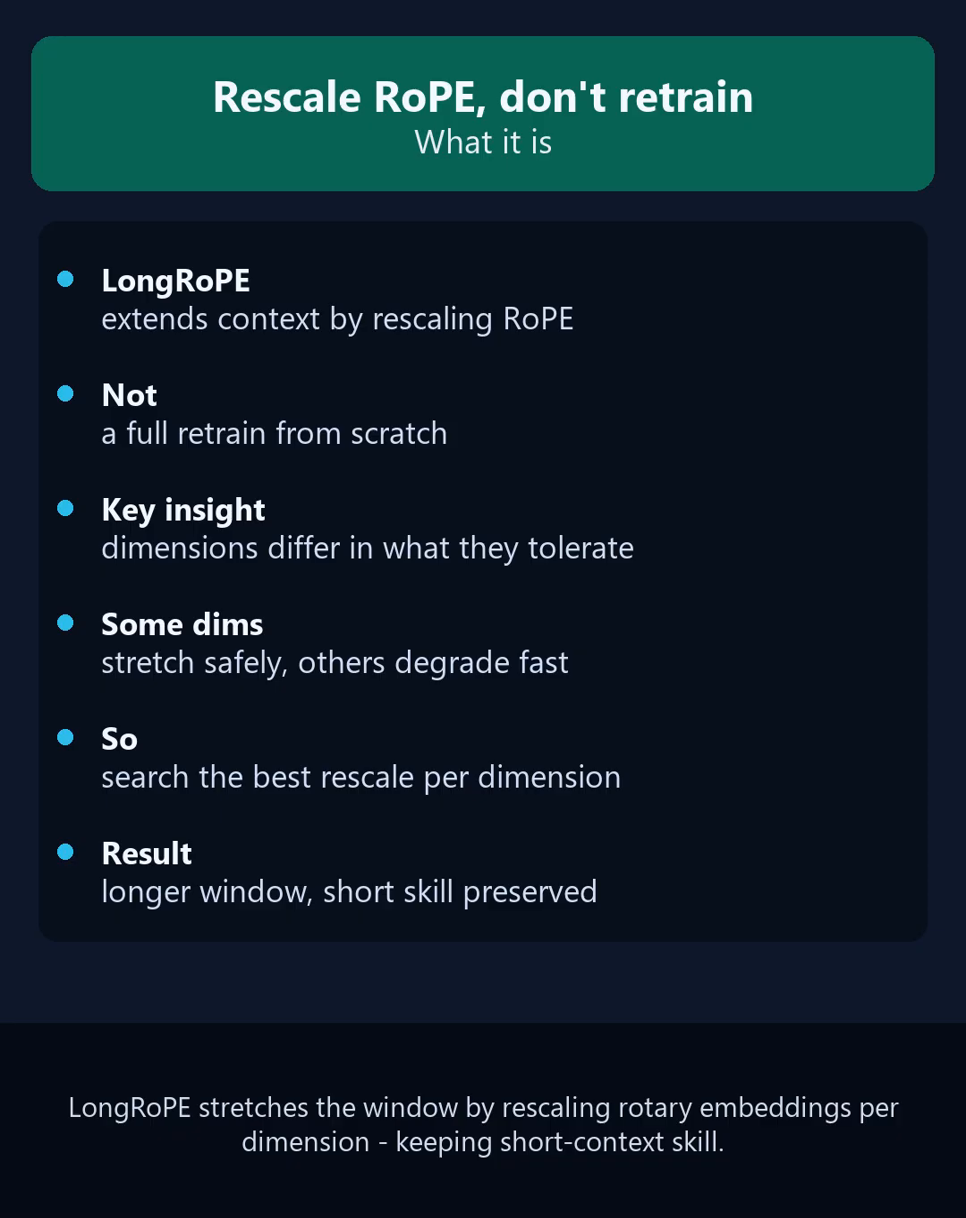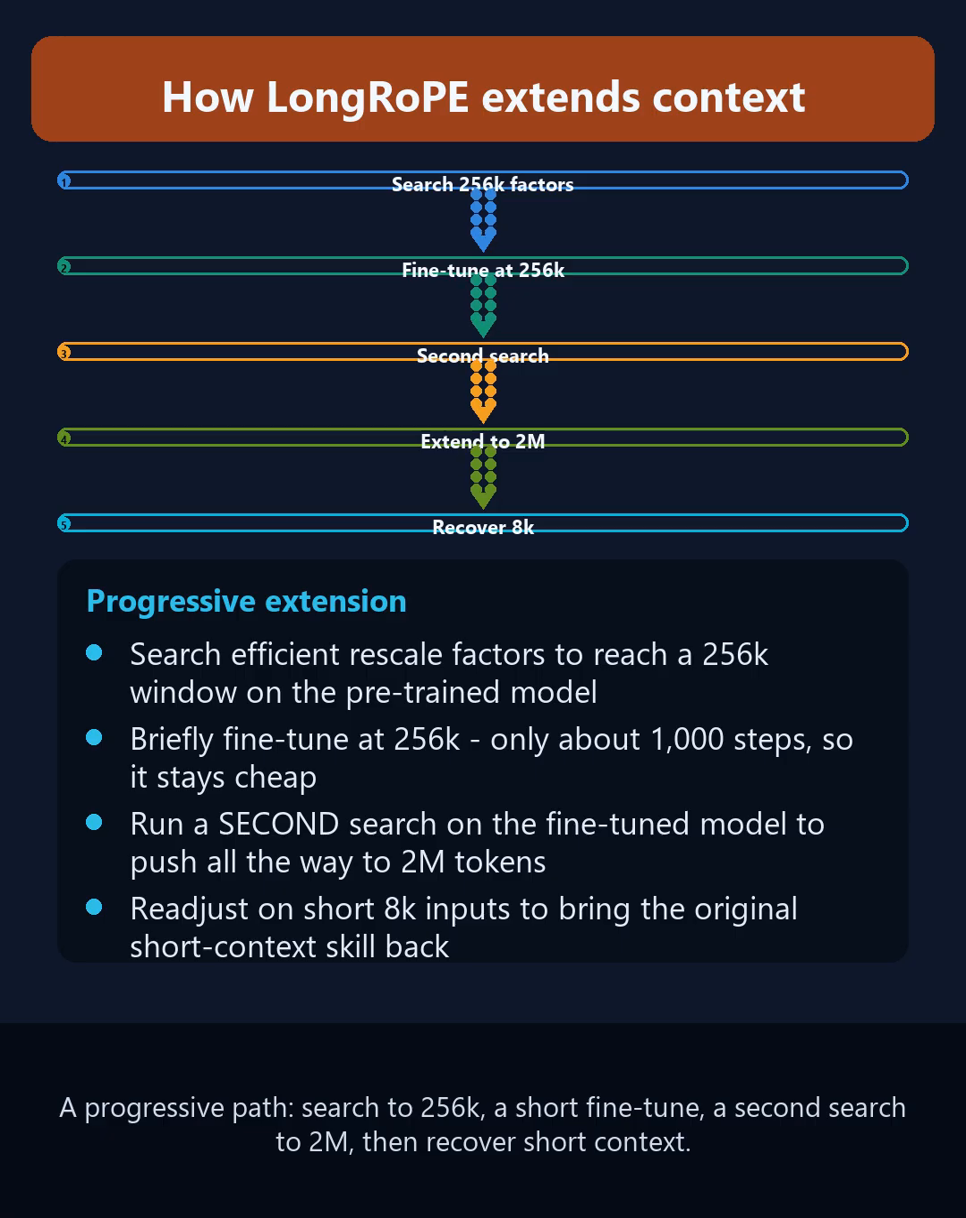LongRoPE extends a pre-trained model's context window by rescaling its rotary embeddings, not by retraining it from scratch. The key insight: you do not have to interpolate every RoPE dimension the same way. Some dimensions tolerate stretching far better than others. LongRoPE searches for the best per-dimension rescaling, giving a much longer window while preserving the model's original short context skill.